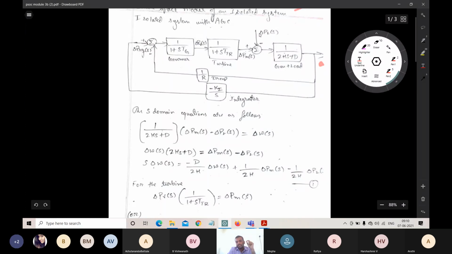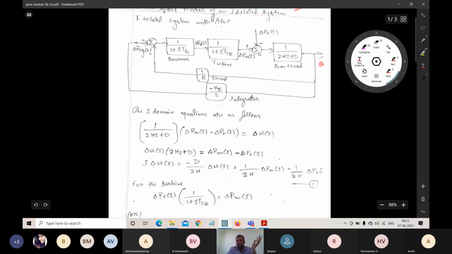So delta PL of s is the input from the load, and delta Pm of s is the input from the generator governor plus turbine module. So here we are having two inputs for the generator plus load. I have just resubstituted here 1 by 2Hs plus D into delta Pm of s minus delta PL of s. So you know the meaning of the summation here.